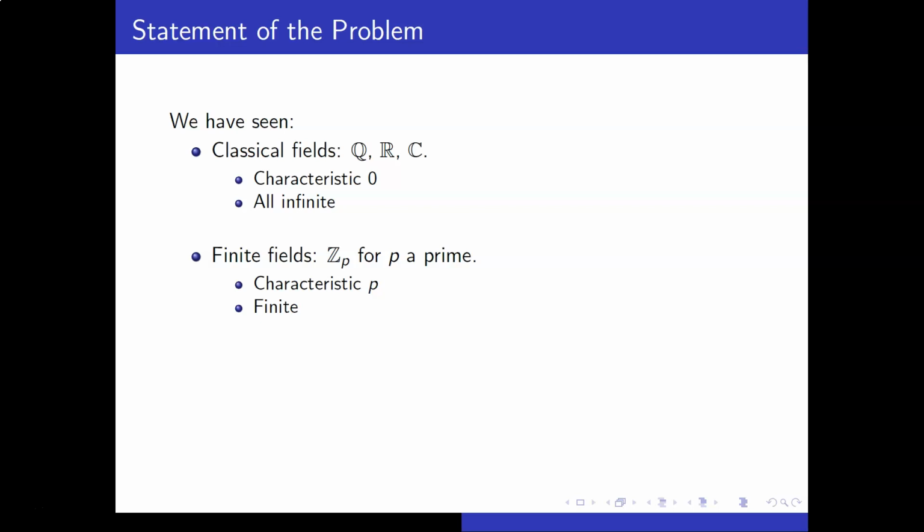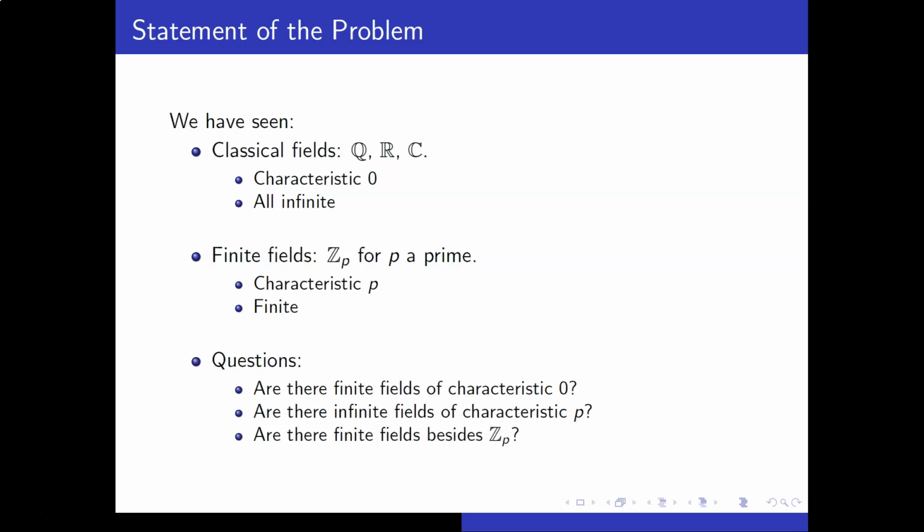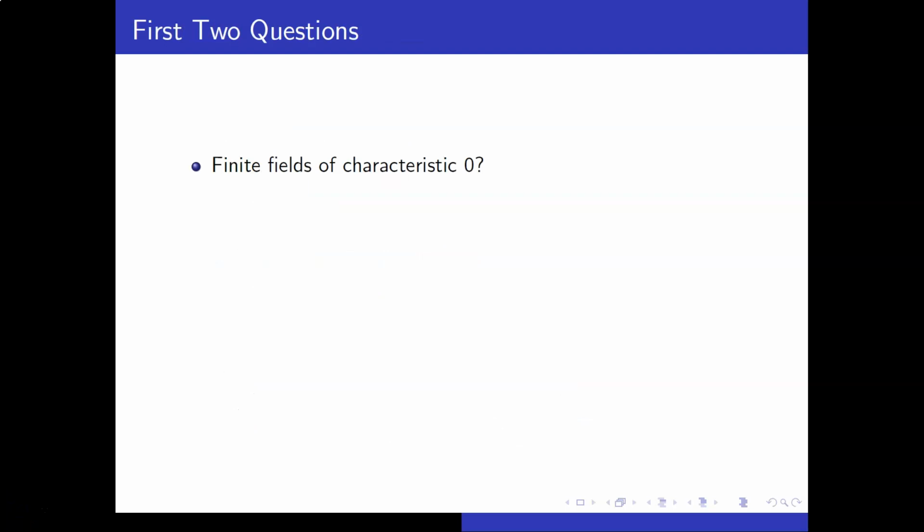Now, these examples lead to several questions. First, are there finite fields of characteristic zero? We'll see, no, there can't be. Are there infinite fields of characteristic P? And if we're looking at finite fields, we've seen this one example. Are there ones besides Z mod P? Turns out there are. Okay, so let's look at the first two questions to begin with.